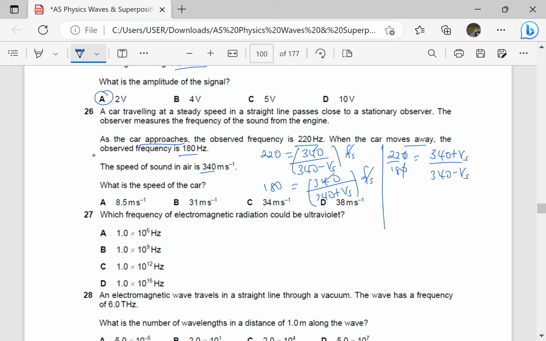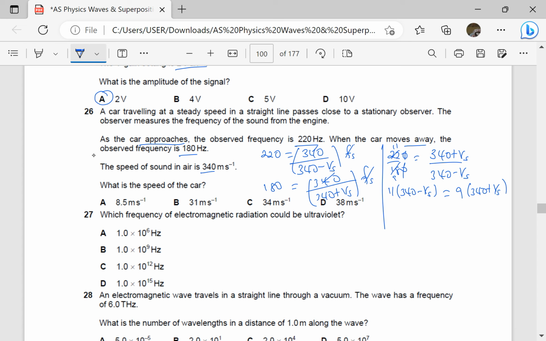So this is going to be 11. This is by 2, this is 9. By 2, this is 11. So I have, say, 11 into 340 minus Vs is equal to 9 into 340 plus Vs.